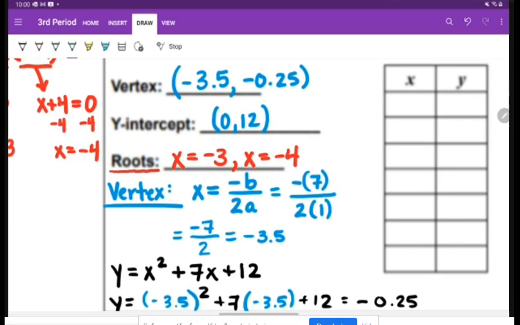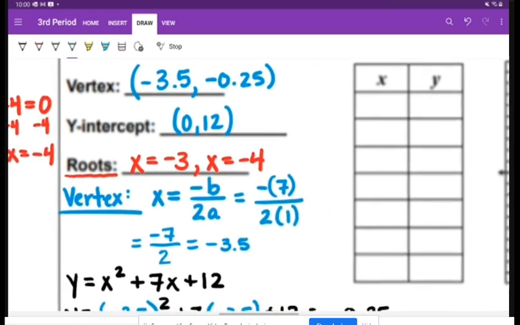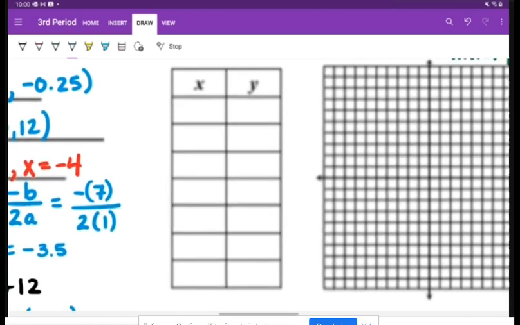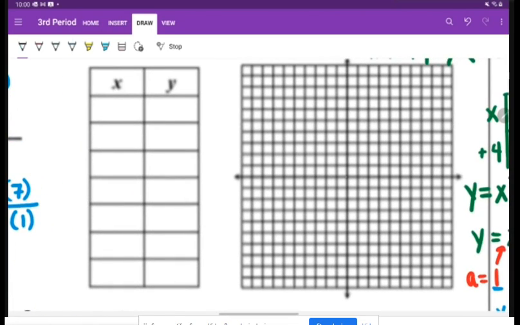And now the only thing left that we haven't done is draw our picture. So all we're going to do is use the 4 pieces of information we already know, and draw those on the graph. So let's start with the vertex. Our vertex is at negative 3.5, and then negative 0.25. So that'll be just below the line, right about there. So go left 3.5 and down about 1/4. That's one of our points. That's our vertex.